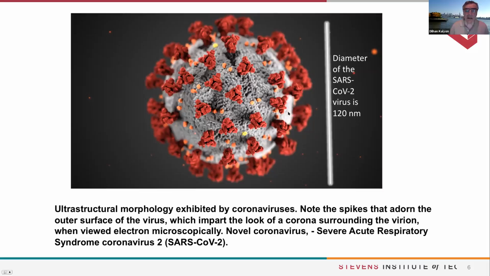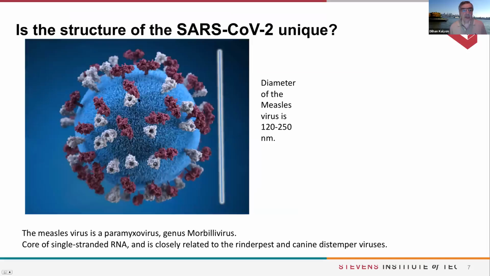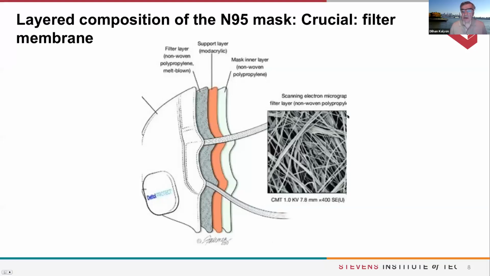The shape was interesting, the spherical shape and the corona surrounding the virion. I wanted to find out if there are other viruses which are similar in structure. It turns out, for example, the measles virus is again about 120 to 250 nanometers, with the same type of corona arrangement in conjunction with the spherical shape. So we are again seeing that this specification for the state-of-the-art N95 mask really, under normal circumstances, should not be able to stop the virus from passing through, because the virus diameter is relatively small. So something to be concerned of.